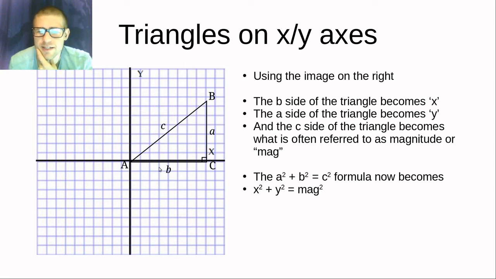Well, it's neat: by swapping the sides for x's and y's, and this final hypotenuse being the magnitude or the distance, we've gotten x squared plus y squared equals the magnitude squared, right? So it's the same exact form that we've manipulated a little bit to our will.